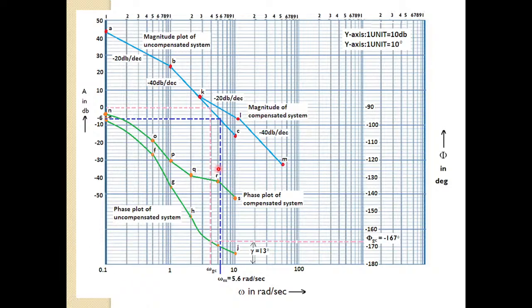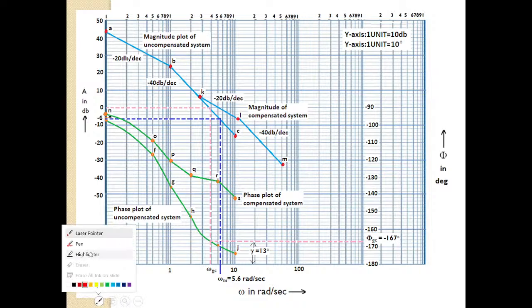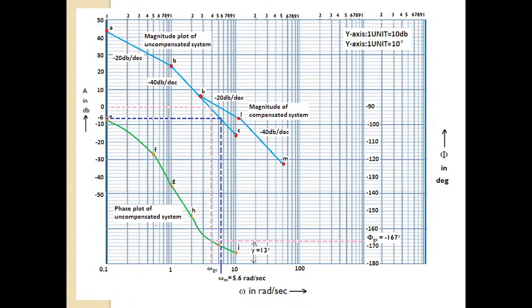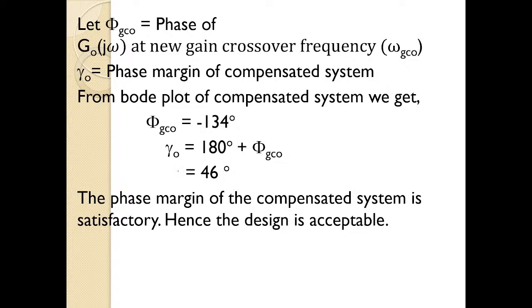Okay, I wanted the pen. So we have got a phase margin of 46 degrees, which is acceptable. So this design is acceptable. Why? Because in the question itself they have mentioned phase margin should be greater than or equal to 45. We have got 46. So the phase margin of the compensated system is satisfactory and this design is acceptable.